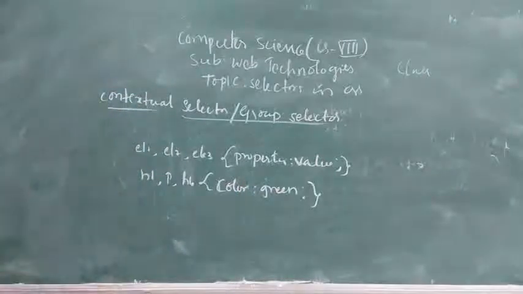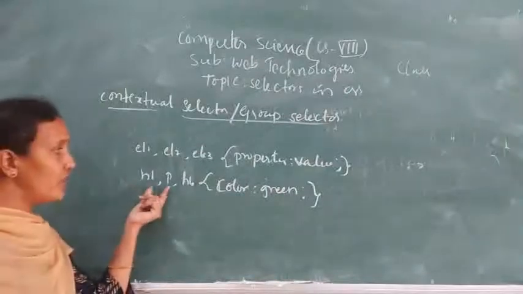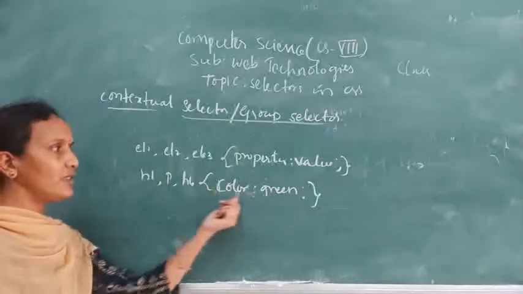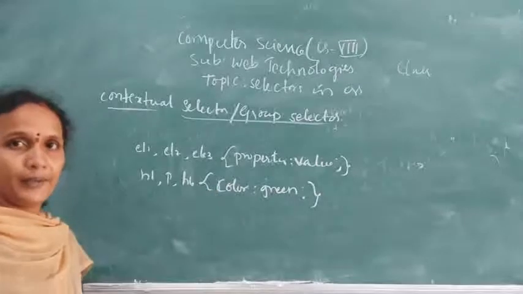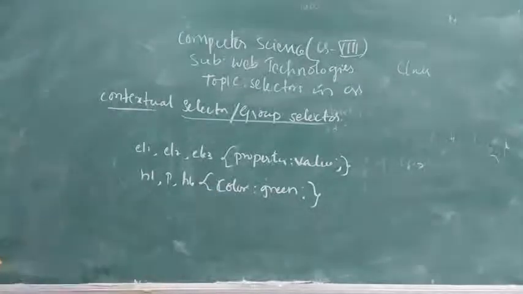It's also called a contextual selector. When you are using a contextual selector, for all the elements you have given, the same property is applied. Take a note of this. I will give you the example program.